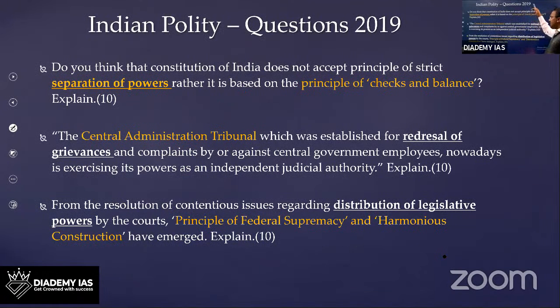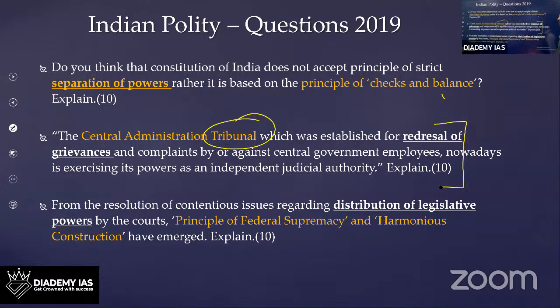Questions, if we see, these are the various questions. For example, do you think that the Constitution of India does not accept the principle of strict separation of powers, and rather is based on the principle of checks and balances? So the question is in a debate form. They're not asking a direct question like what is separation of powers. You have to really get into the depth of the question: Supreme Court judgments, examples, views of experts, and so on. Similarly, the second question is about tribunals, the Central Administrative Tribunal, right?